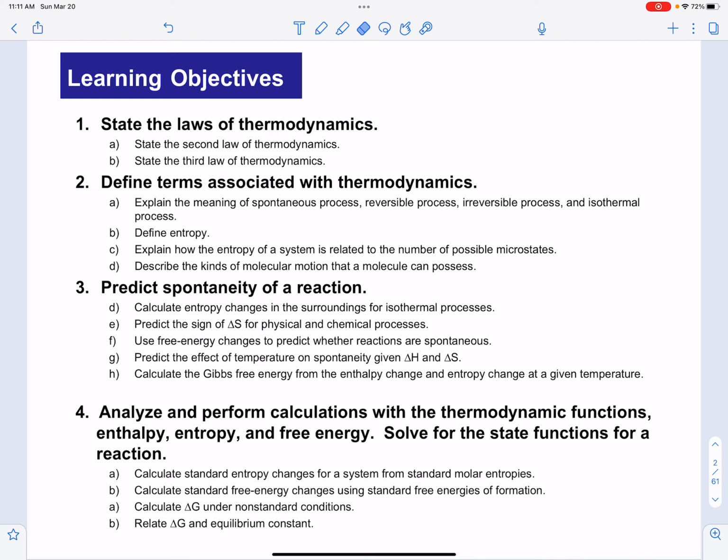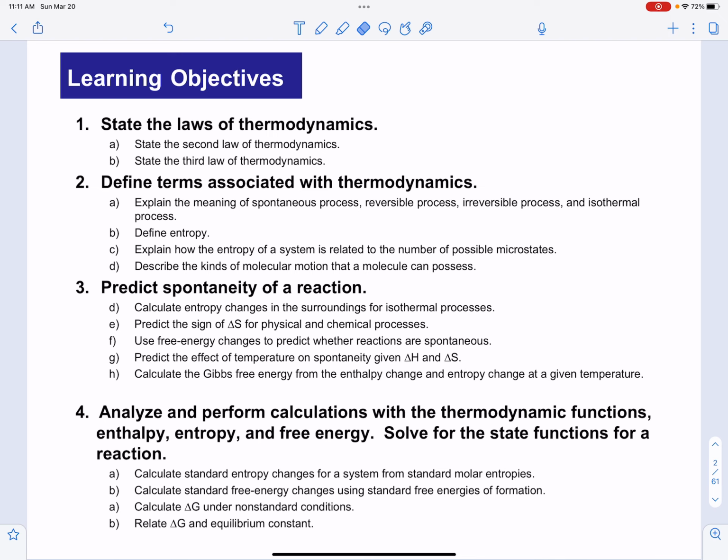Once we do that, we are going to go into mathematical calculations, and we're going to see how we can predict if a reaction is going to be spontaneous or not by calculating the change in the entropy of the surroundings. We're going to see how having a delta change in entropy, negative or positive, relates to the different processes. And we're going to see how the free energy, or Gibbs free energy, can predict if a reaction is spontaneous or not. And we are going to see how temperature will affect that.